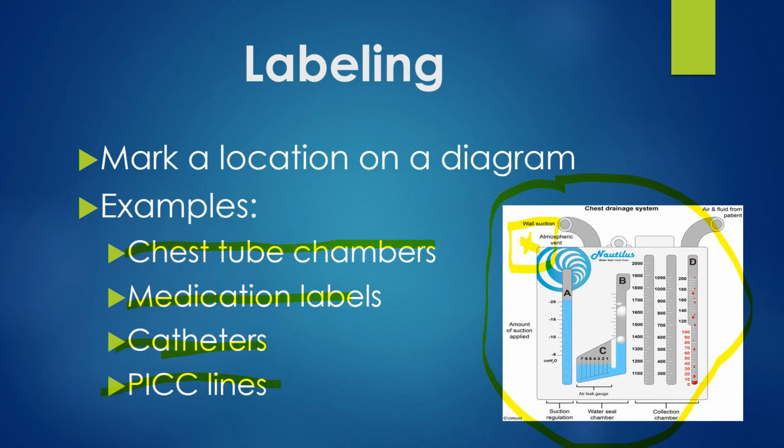Examples of these questions include labeling chest tube chambers, looking at medication labels, catheters, PICC lines, stuff like that. Example, where would you see the amount of blood drainage on this chest drainage system? And the answer would be, you would click over here. This is where all the blood piles up, and you can track how much blood the patient has lost through the system.